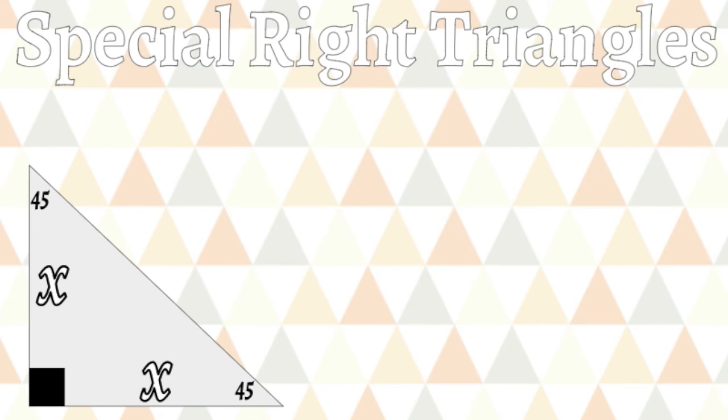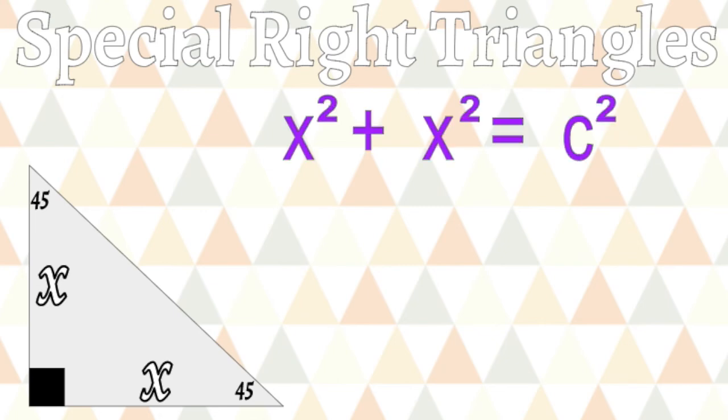So the two lengths of our legs are x, so we know that x squared plus x squared should equal c squared, this hypotenuse squared. And so let's clean this up a little bit. If I have something plus itself, that's really just two of those somethings added together. And so x squared plus x squared is just 2x squared. So 2x squared equals c squared.